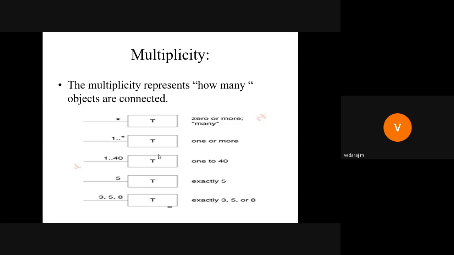Multiplicity is nothing but how many objects are connected. This is also one of the components. So when you use a class diagram, you should use these representations. Already we have seen association. So you should include your association in the class diagram. You should include multiplicity in the class diagram. These notations are very important.